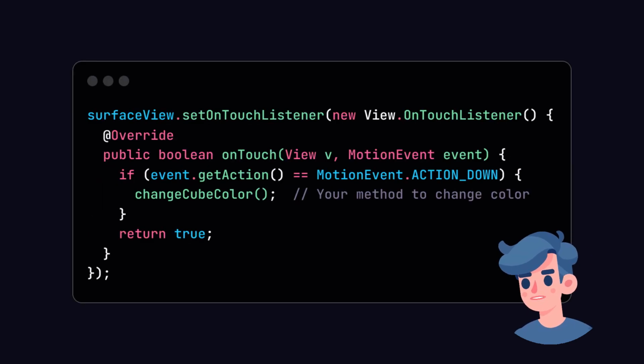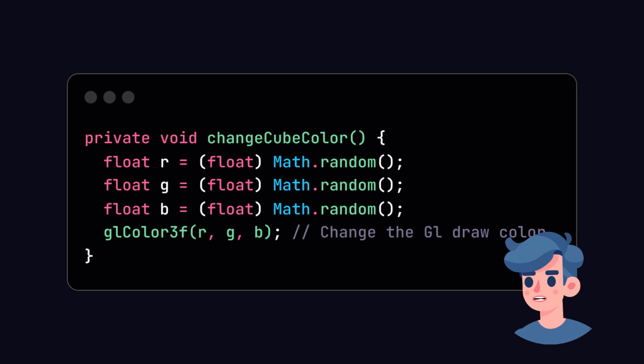Now let's implement some basic user interaction. We will allow the user to tap on the screen to change the color of the cube we rendered. This adds a dynamic aspect to our augmented reality feature. The changeCubeColor method needs to randomly change the draw color of the cube. It can be achieved by generating random RGB values, so let's go ahead and create that.